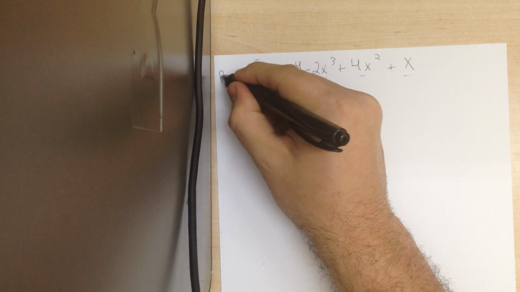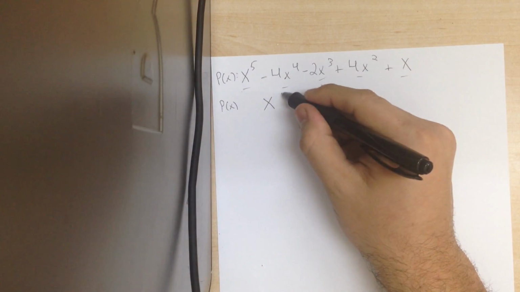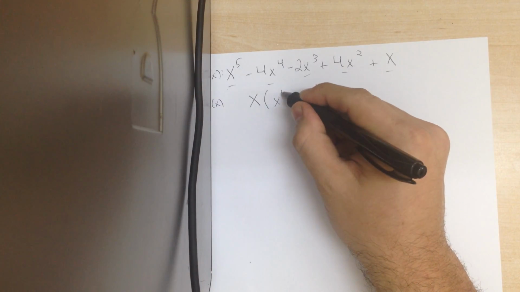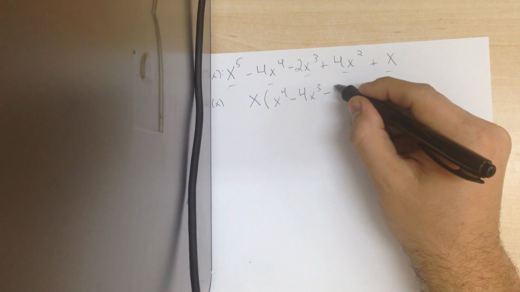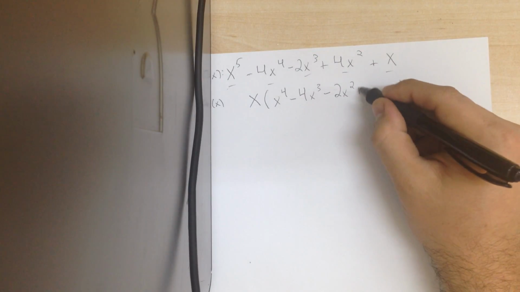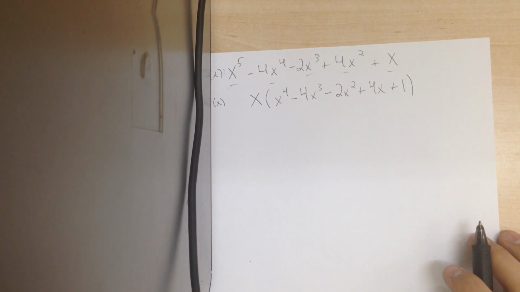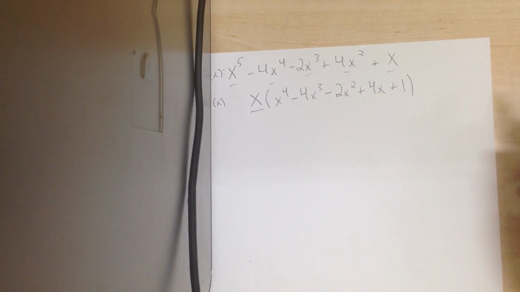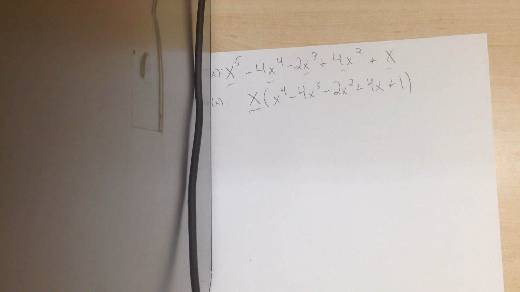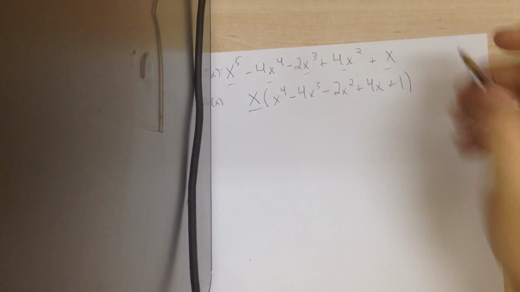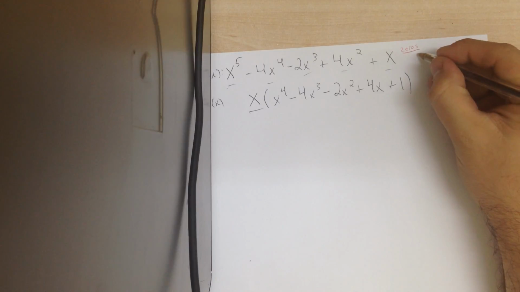So I can rewrite this p of x, pulling out this x, as x times x to the fourth minus 4x cubed minus 2x squared plus 4x plus 1. Okay, so I actually know right off the bat that 0 is going to be one of my factors. I can set this x equal to 0, so I'm just going to start writing my zeros up here in this top right corner. So my zeros, I know that 0 is going to be one of them.